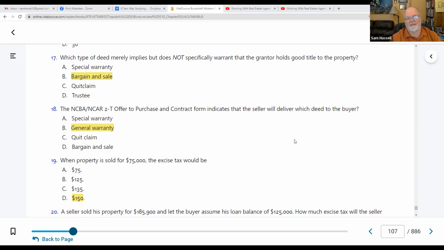All right, indicates that the seller will deliver which deed to the buyer. Inside the boilerplate language of that contract says that a general warranty deed will be delivered. If you're getting some other type of deed, you're going to have to do an amendment and say we're going to deliver a special warranty deed or a quitclaim deed or what have you, inside that purchase.